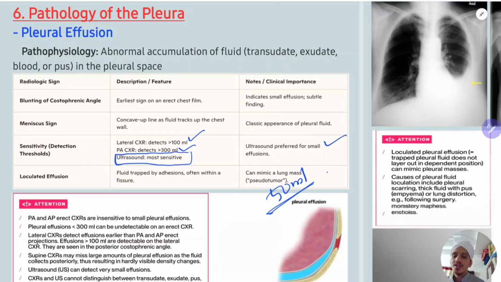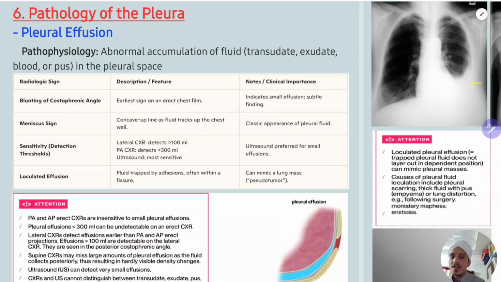So what is a loculated effusion? Fluid trapped by adhesions, often within a fissure. It can be a transudate, or it can be an exudate, or it can be a resolving empyema, which is resolving by fibrosis. Because of trapping in the adhesions, there are loculations. If I explain it with an example by drawing here, I will just draw this.